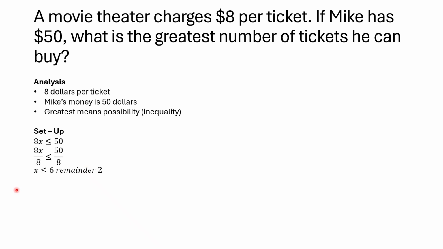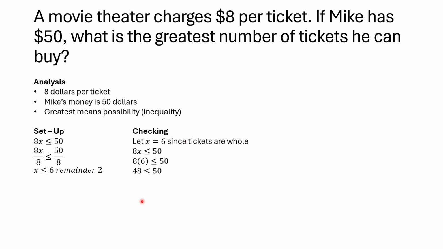Let's look at the setup. The setup and the solution would look like 8x is less than or equal to 50, because you cannot have an answer greater than 50 because Mike only has $50. Now, having this inequality, you divide both sides by 8. The answer would be 6 remainder 2. We don't need to get the decimal since tickets are whole numbers, because you cannot buy a ticket that is only a part of the whole.